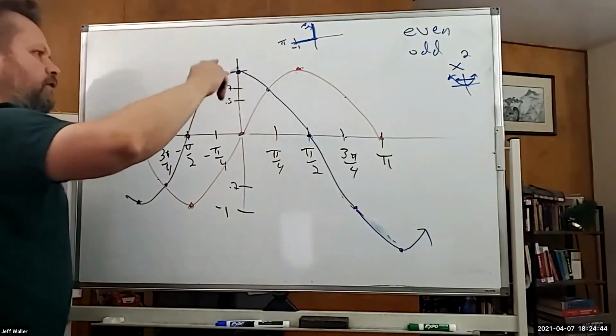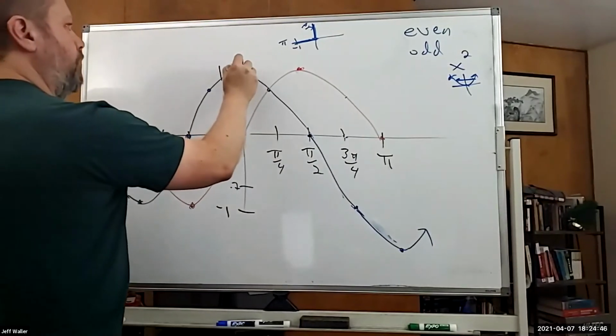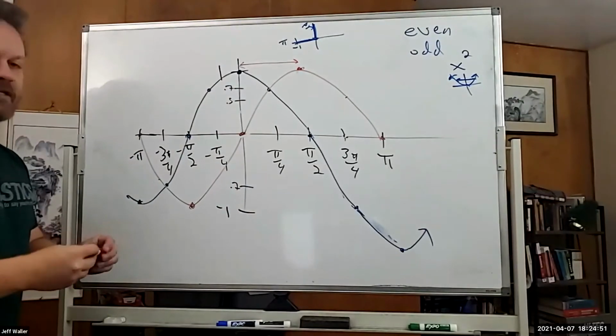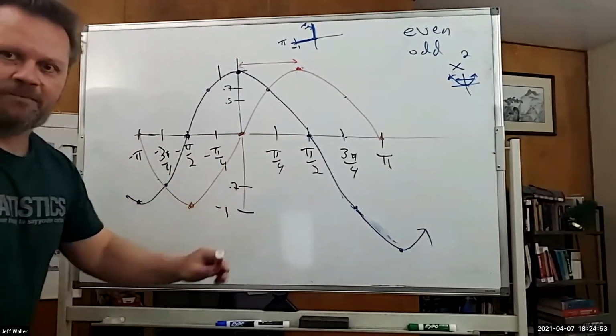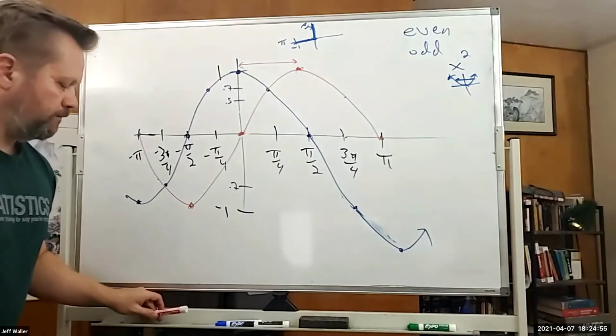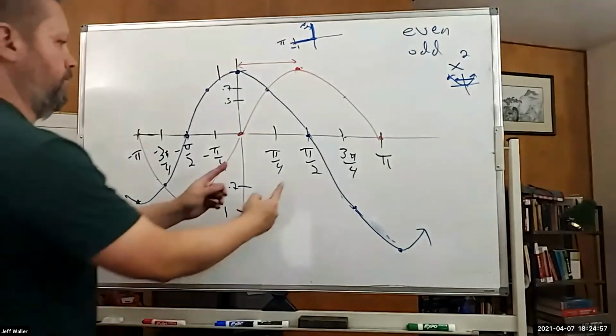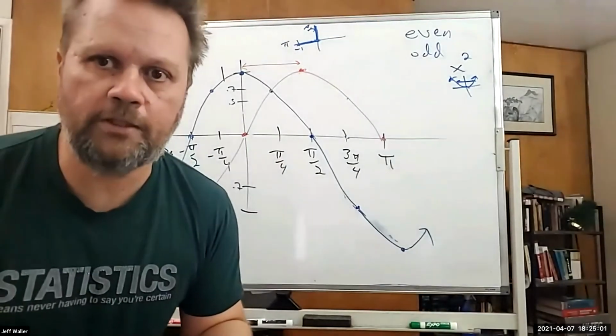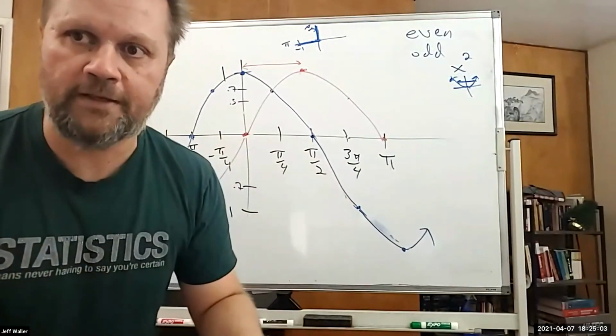Cosine has even symmetry. How far apart are those? Do you see how sine looks like a cosine shifted? By how much? Pi over 2. By 90 degrees. And we know that's true. We know that they're off by 90 degrees, right?